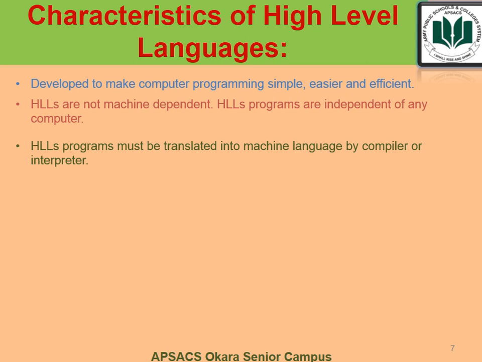High-level language programs must be translated into machine language by compilers or interpreters. We have discussed this step already. Debugging is easier in high-level language as compared to low-level language. Debugging means finding and removing the errors of a program. So low-level language programs are difficult to debug.